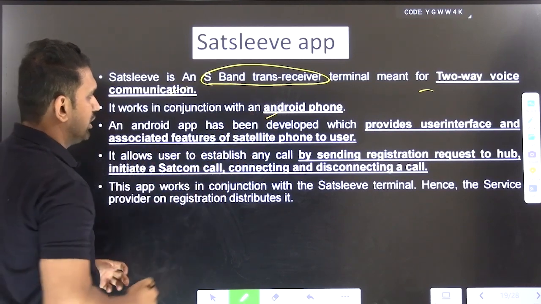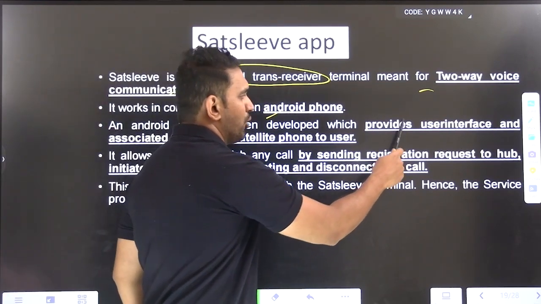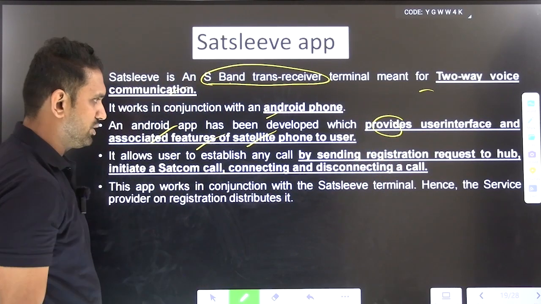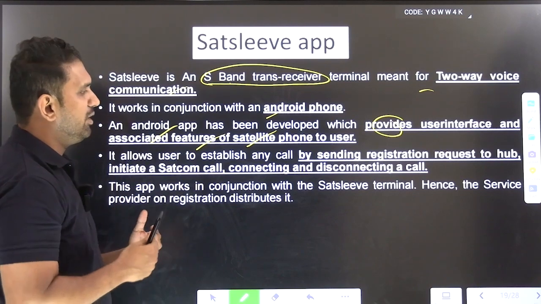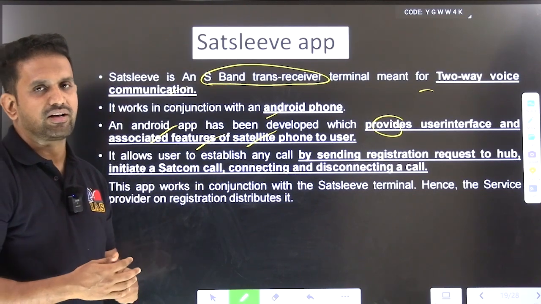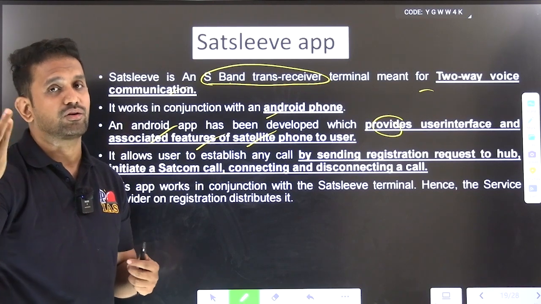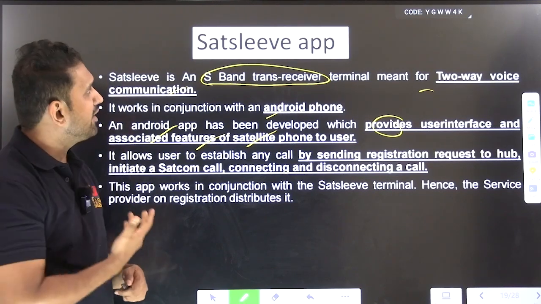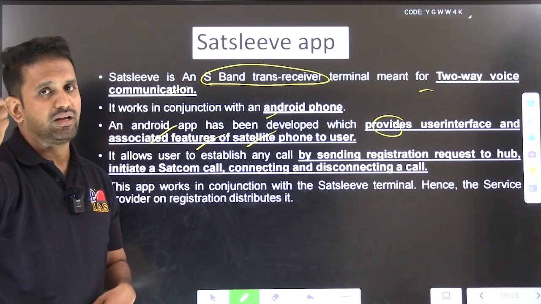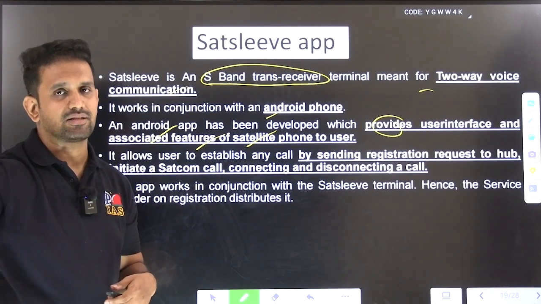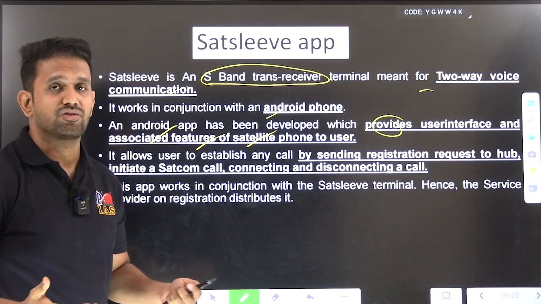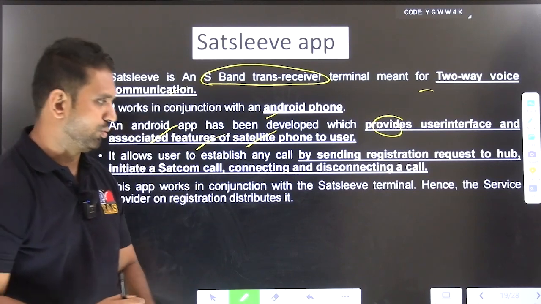It again works on an Android phone, developed to provide the user interface and associated features of a satellite phone to the users. Basically, suppose you are in a plane and your family wants to connect to you, or some grave occurrence happened in the family and they want to tell you to come back. Then the Sat Sleeve app is important. With its help, you can connect to the aeroplane, they can reach you, and then you can come back. So this kind of emergency communication apps have really been built by ISRO.